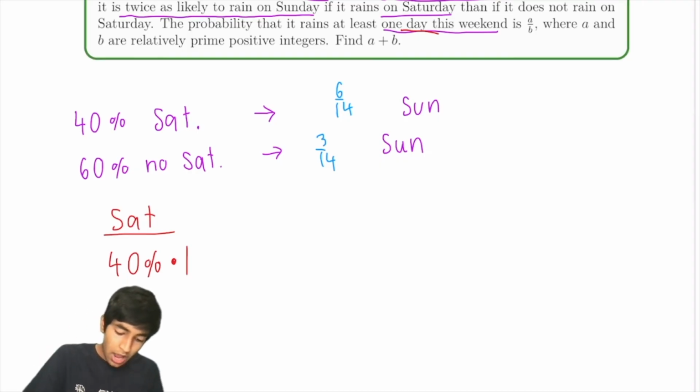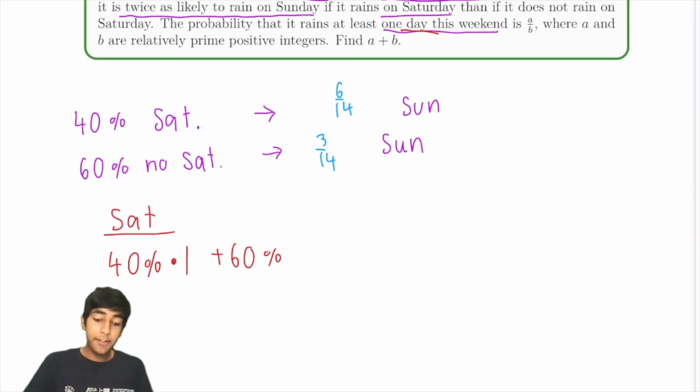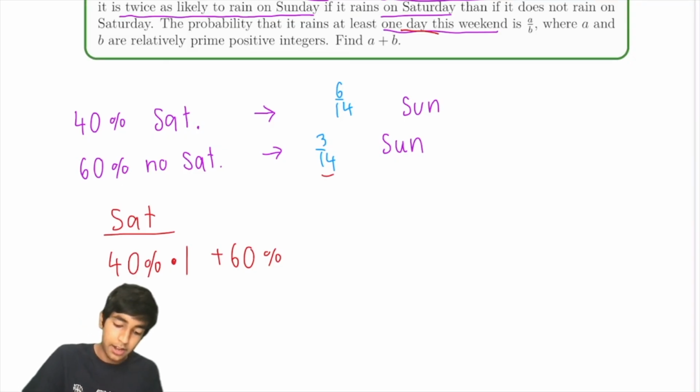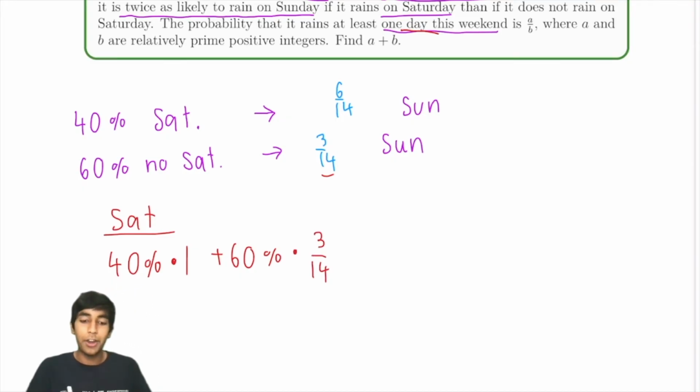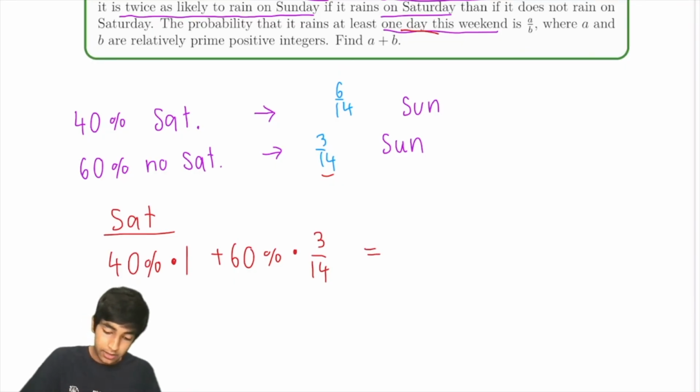But what if it did not rain on Saturday? Then there's a 3/14 chance it will rain on Sunday. So if it did not rain on Saturday, it must rain on Sunday to rain at least one day this weekend. So now all we have to do is add up these percentages. That's 40% plus 60% times 3 over 14.